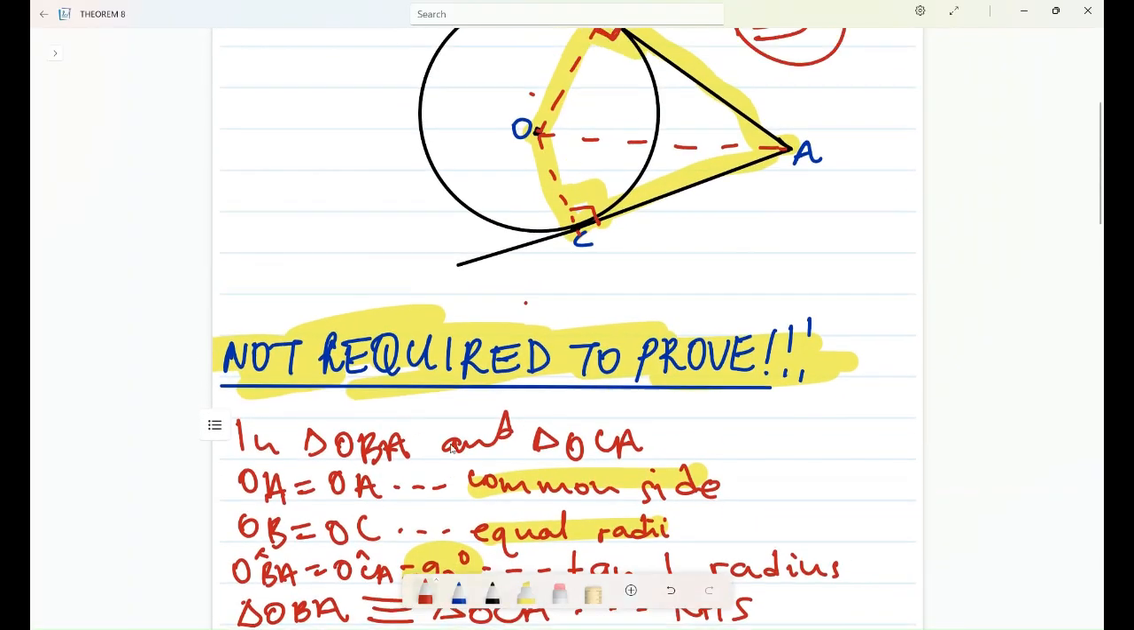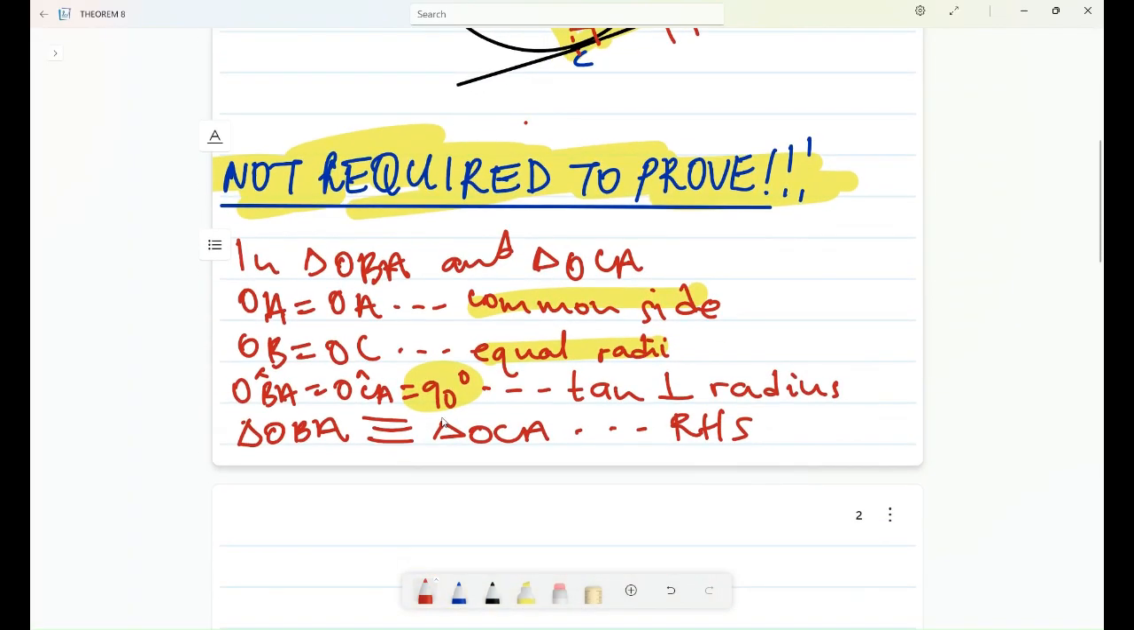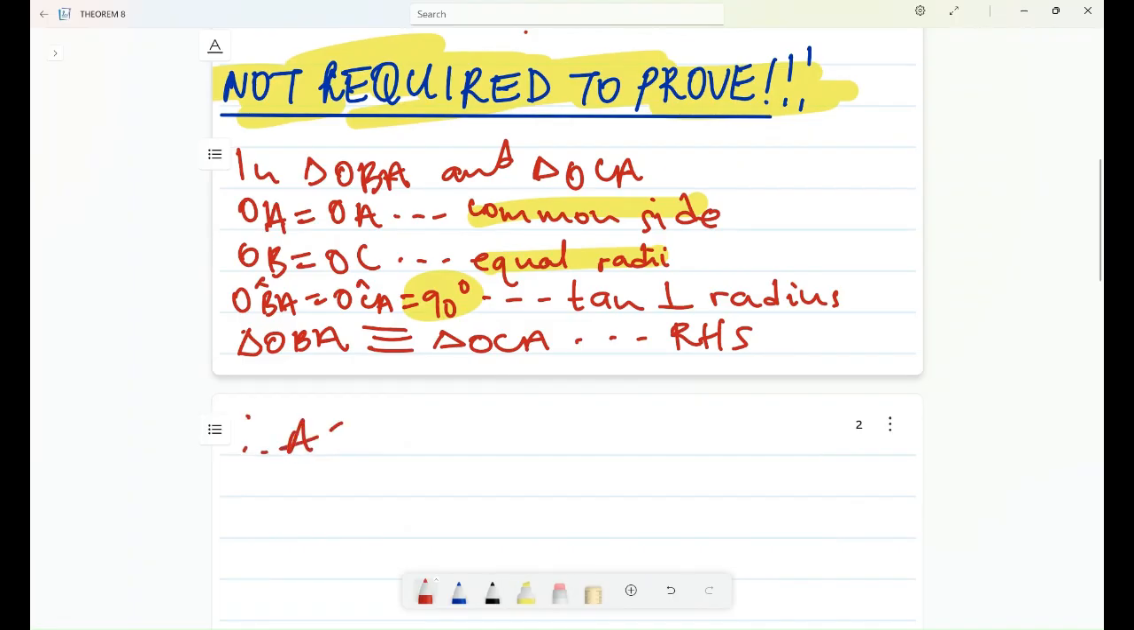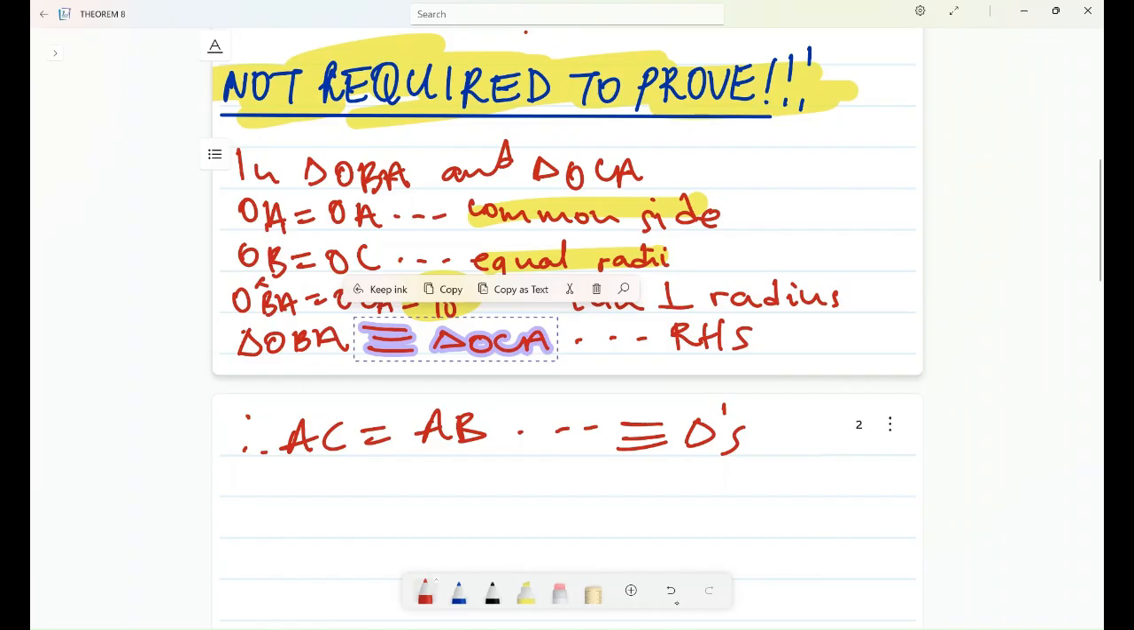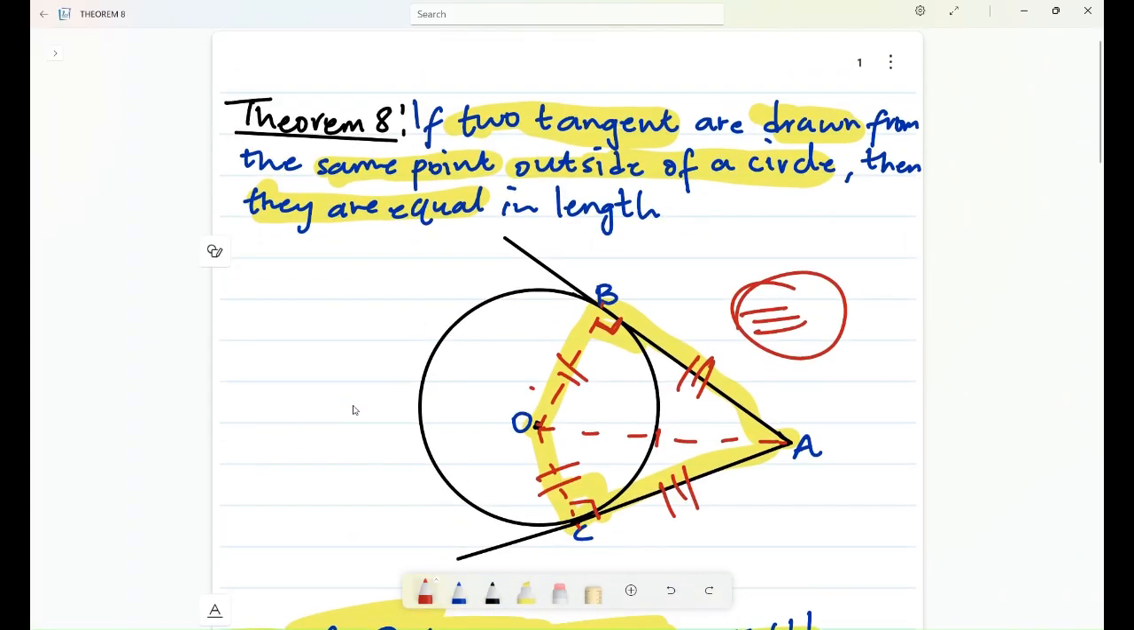Therefore, if these two triangles are congruent, and this is a common side, and this angle is equal to that angle, then automatically this is equal. Therefore, AC is equal to AB. Why are we saying that? Congruent triangles. These two triangles are congruent. I hope you are following. But you do not need to know how to prove that.